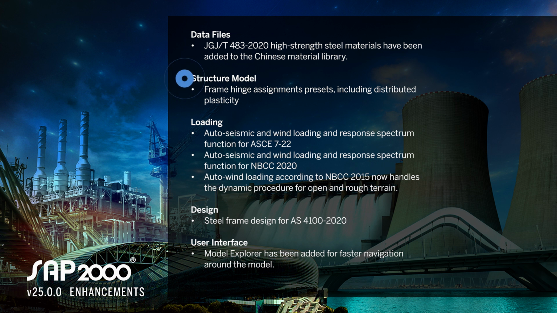New frame hinge assignment presets, including distributed plasticity, have been updated. New loading options are available to the user, including auto-seismic and wind loading, as well as response spectrum for ASCE 7-22, NBCC 2020, as well as NBCC 2015 auto wind loading. As for design, new steel frame design codes have been updated, AS 4100-2020. Lastly, a model explorer has been added for faster navigation around the model, and we'll show you how to use that. So let's get started.